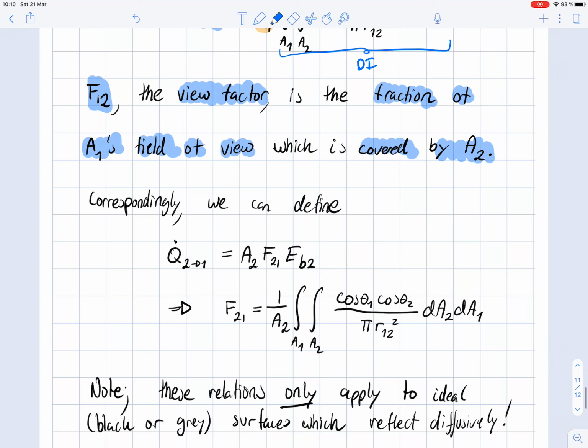Correspondingly, we can also write a view factor for area number 2. So in this case, we will look at Q21, and then we will have A2 times F21, and then we keep the EB2, and again, this is equal to EB2 times the double integral. F21 in this case is defined as 1 over A2, and then again the double integral.